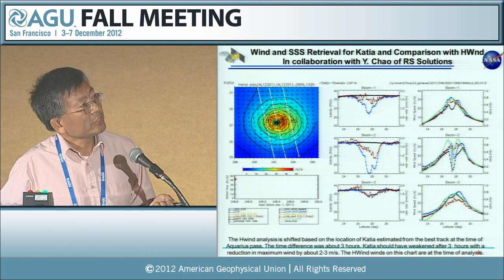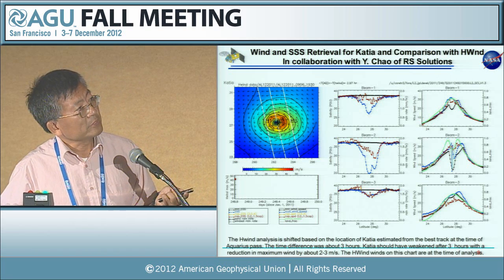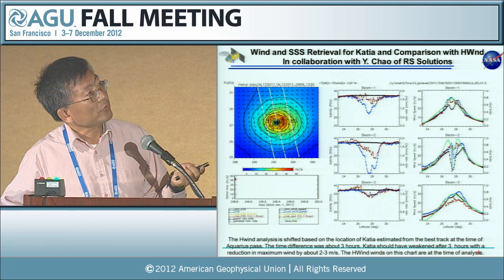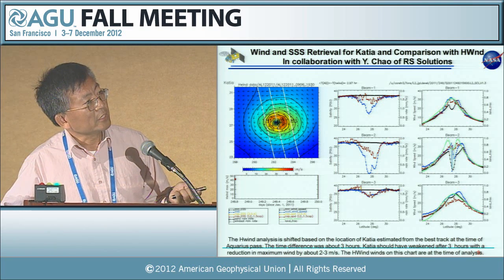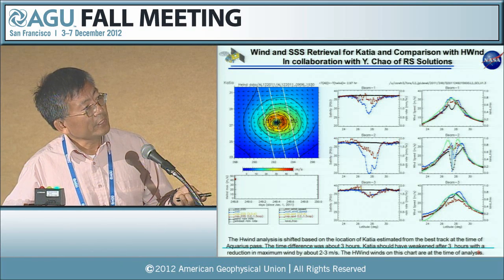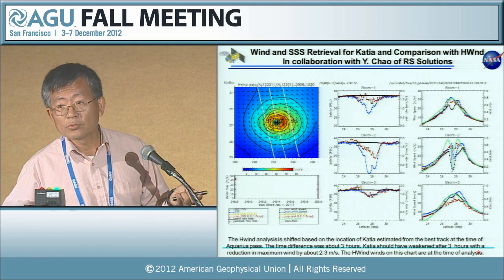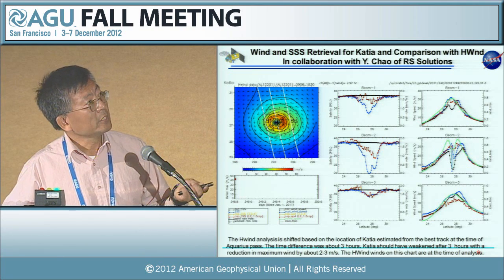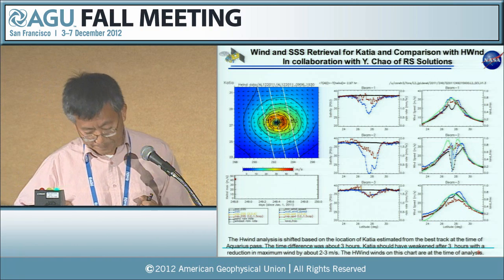Okay, this chart shows you the comparison of this algorithm in terms of wind speed retrieval with the H-wind for Hurricane Katia, and the agreement is pretty good. There's a lot of rain, but either the scatterometer or this CAP algorithm retrieval gives you the wind speed through the eye pretty well.